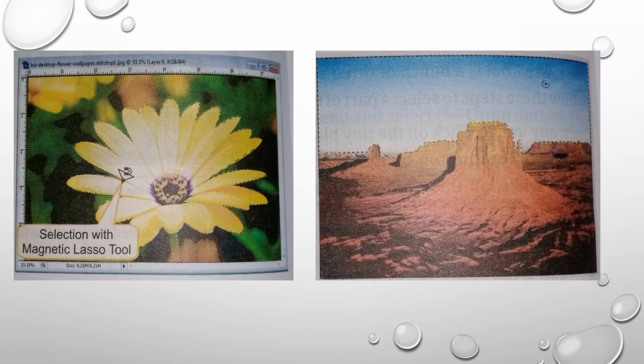Magnetic lasso tool. This is a handy tool to select the areas which have complex edges. Select the magnetic lasso tool. Click on any part of the image to be selected and drag the mouse pointer around the object to select it. You will find this tool drops fastening points along the edges. Double click at the ending point. Observe the selection as shown here.